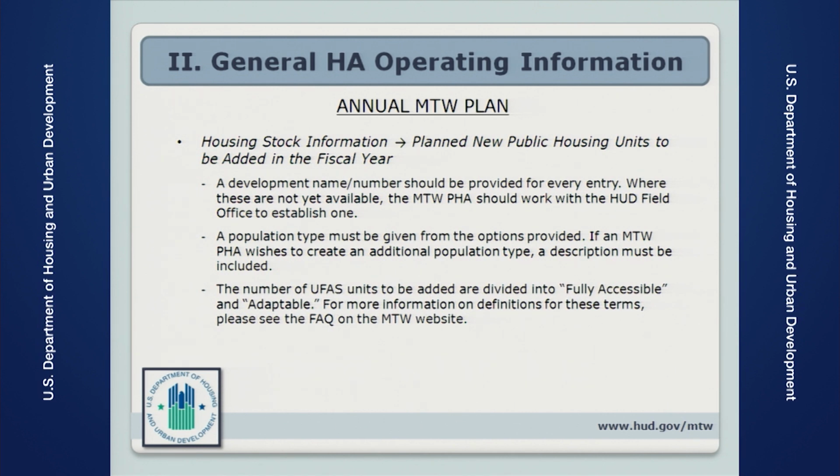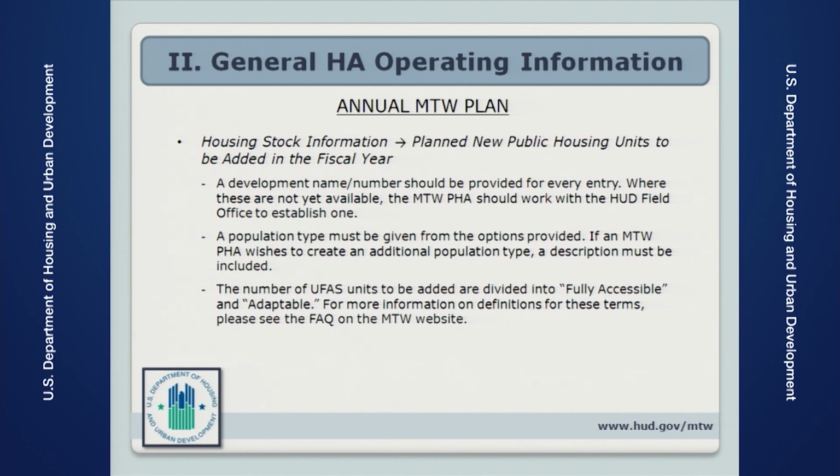The first table in this section is covering planned new public housing units. So these are units you're planning to add to the inventory during the fiscal year. The table is going to require the development number and name, the number of units by bedroom size, population type, and then whether the units are fully accessible or adaptable.